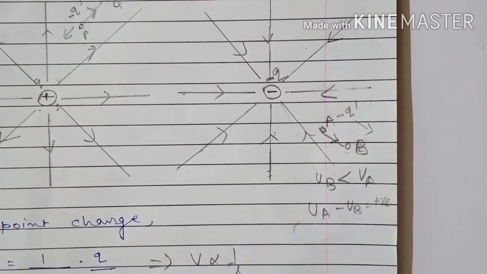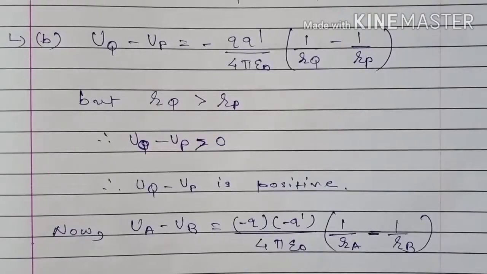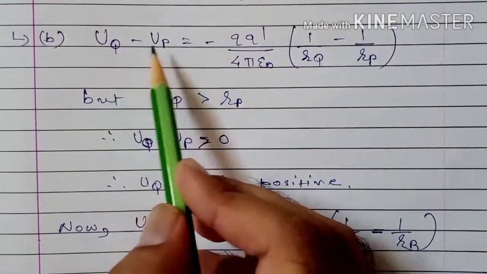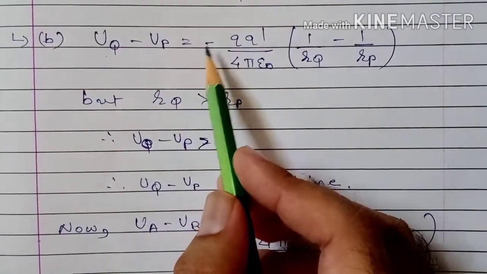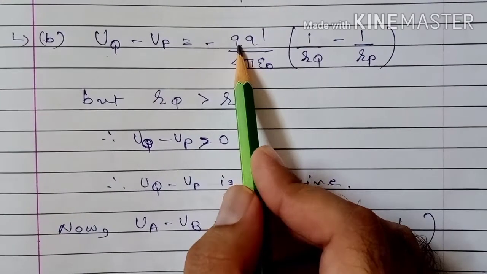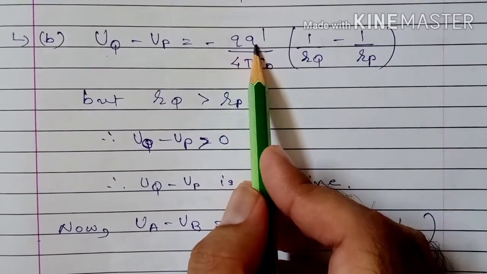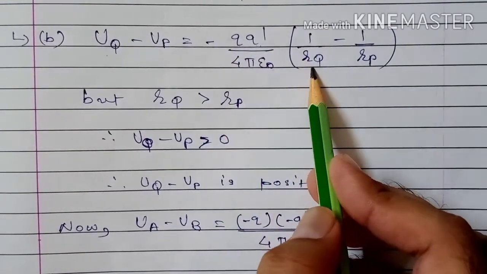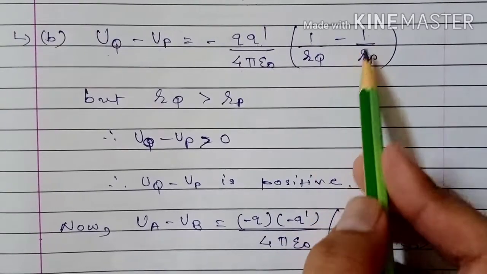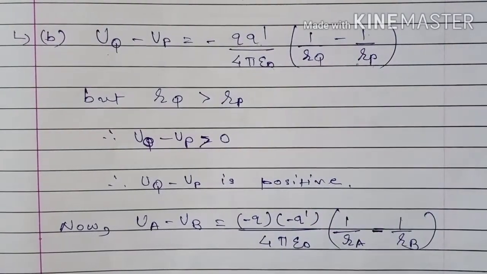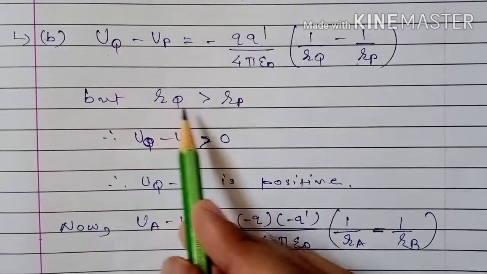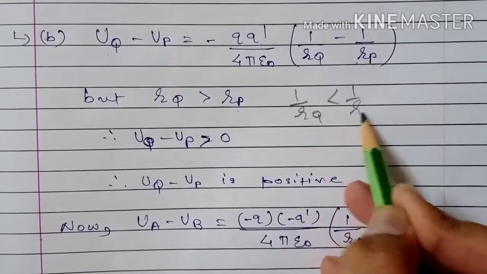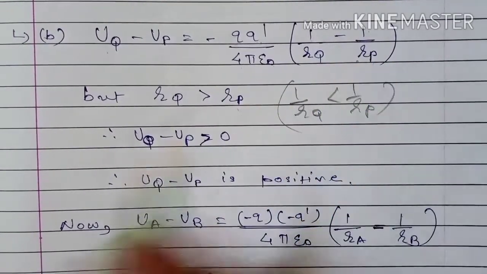This we can calculate also. Uq minus Up, final potential energy minus initial potential energy, is equal to, in figure A, the source charge that is positive plus Q, and this is the small negative charge minus Q dash, upon 4 pi epsilon naught, into 1 upon Rq, final, minus 1 upon Rp, initial. From the figure it is clear that Rq is greater than Rp. Therefore 1 upon Rq is less than 1 upon Rp. So the first term is less than the second term.